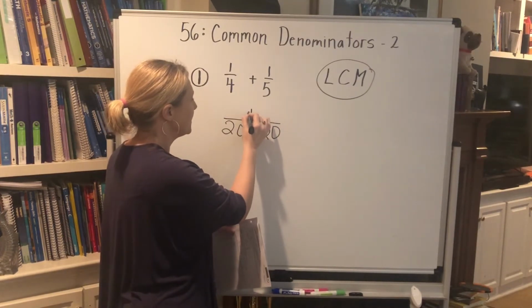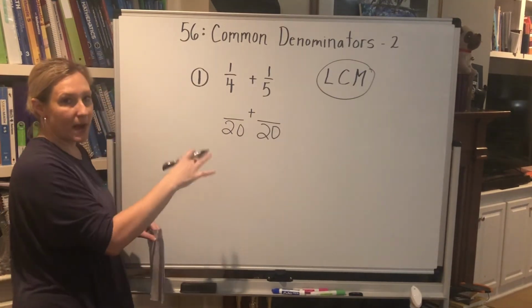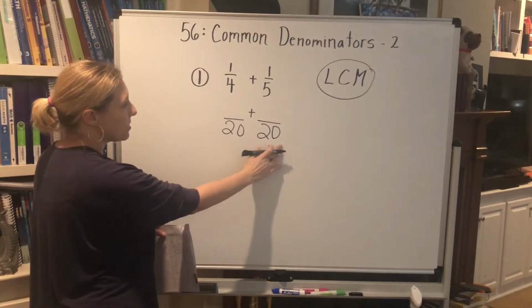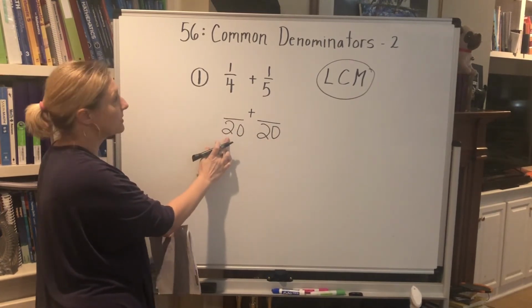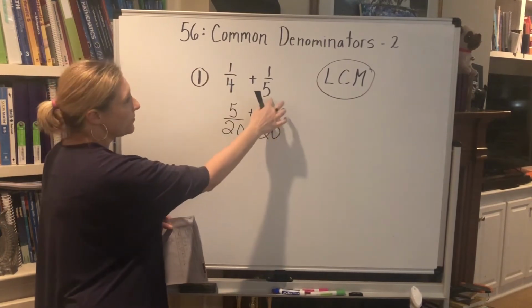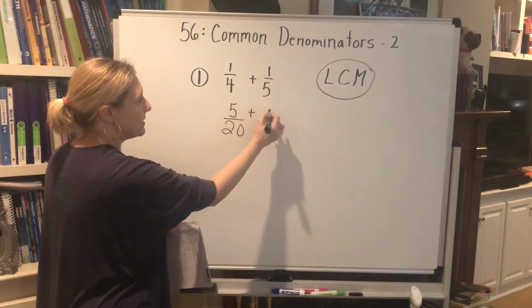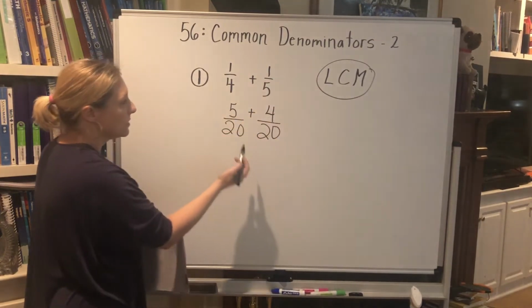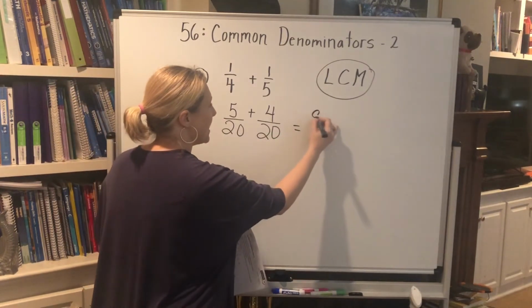So I will put my plus sign in between. And now we have to figure out the numerators of our fractions. 4 goes into 20 5 times, and 5 times 1 is 5. 5 goes into 20 4 times, and 4 times 1 is 4. Now we can add straight across. That gives us 9/20.